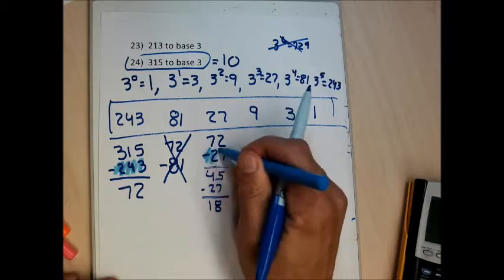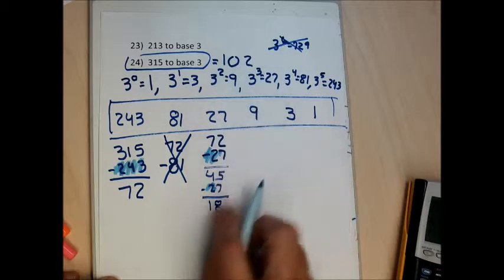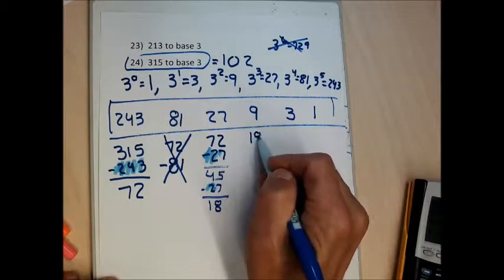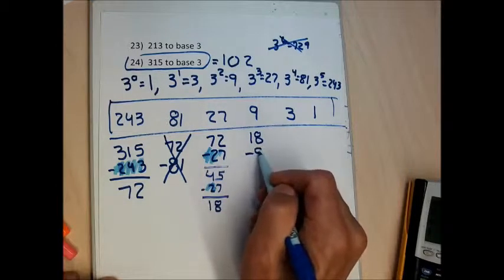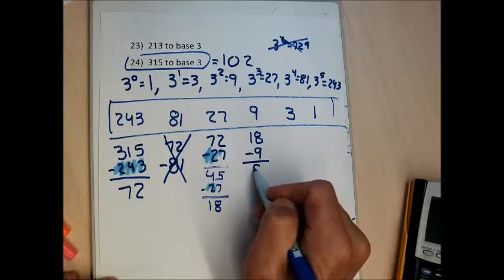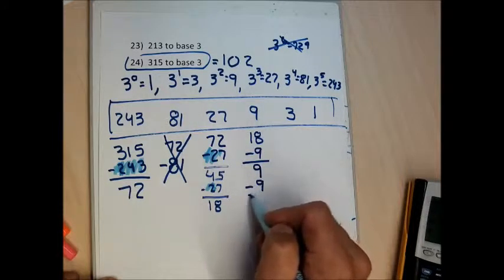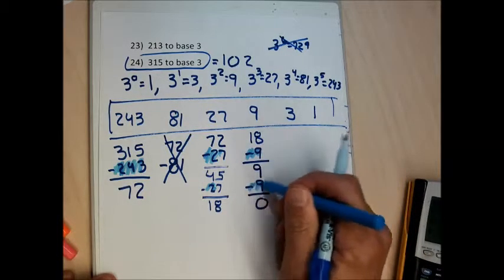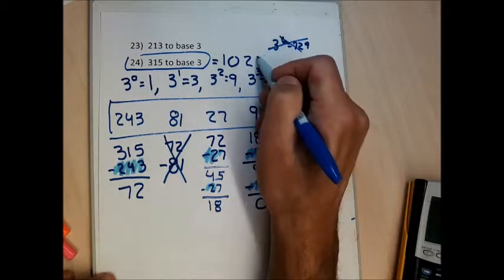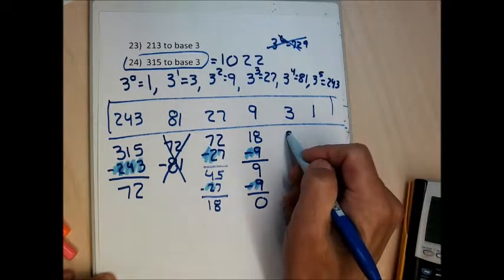The next number I'm going to write in my answer is a 2 for the 2 times I was able to subtract. I'm going to carry my 18 over, and now I'm going to start subtracting 9. So 18 minus 9 is 9. I'm going to subtract 9 again. 9 minus 9 is 0. So I'm able to subtract 18 2 times. So I'm going to put a 2 in my answer, and here's the tricky part. I'm going to take my remainder of 0.